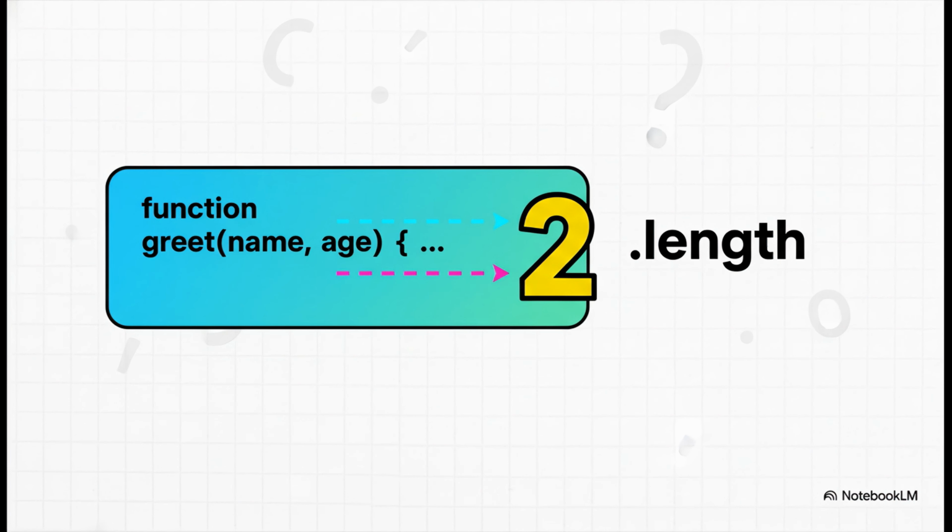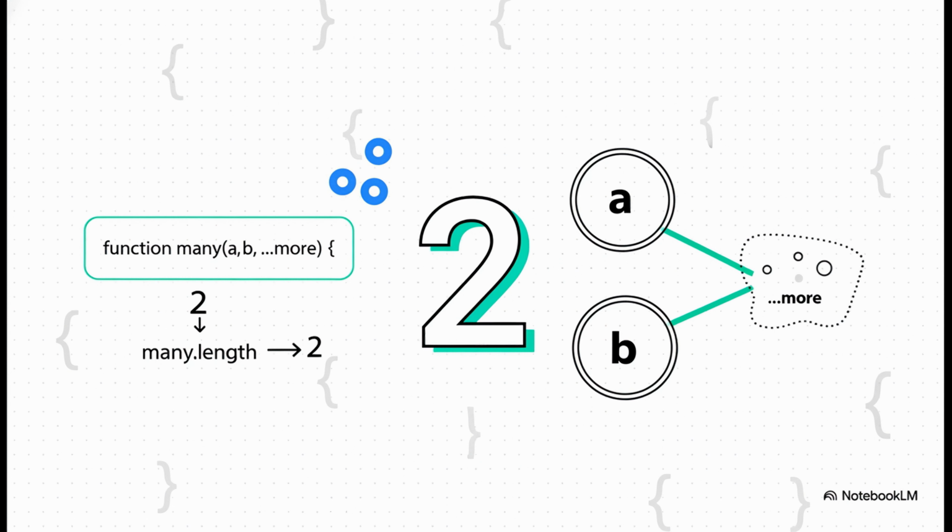Next, there's the length property. This one is super simple, but also incredibly useful. It just tells you how many parameters a function officially expects to get based on how you wrote it. And this is a perfect illustration of a key rule. Let's say we have a function defined like this: many(a, b, ...more). Well, its length is going to be 2. Why? Because those rest parameters, the ones collected by the three dots, don't count towards the length property. It only counts the explicitly named parameters that come before.